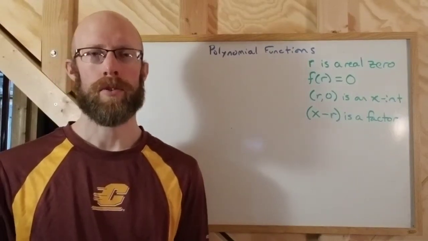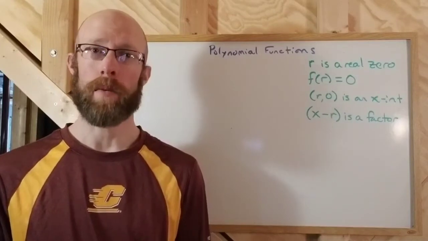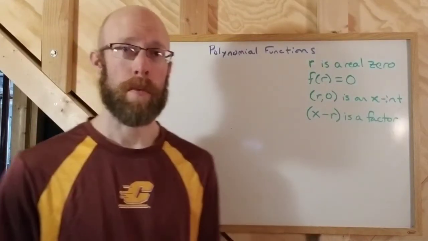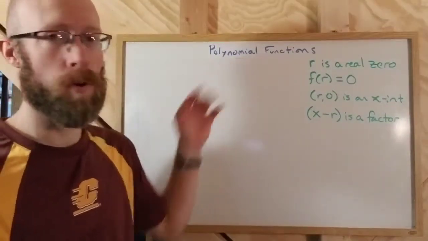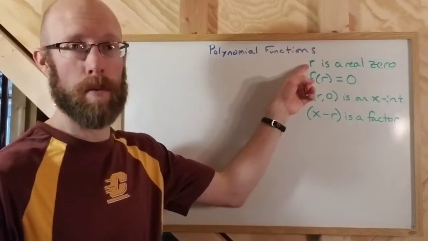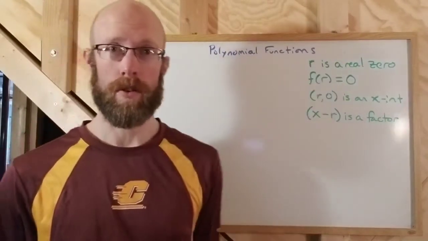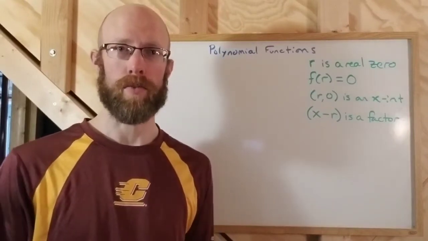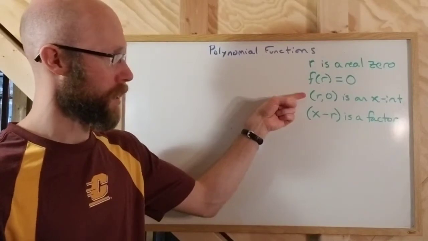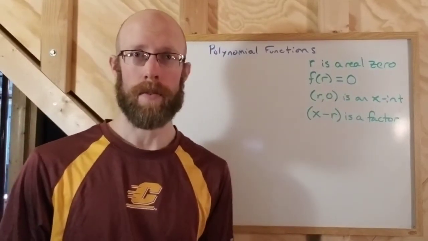And now I'm going to show you a relationship between the degree of a polynomial and the number of x-intercepts the polynomial can have. Okay, remember that there are these four equivalent properties. If you have a number r that's a real zero, then f of r is equal to zero. That's really the definition. If r is a real zero, it means when you plug it into the function, you get zero out. A consequence of that is that r comma 0 is then an x-intercept of the graph, right?